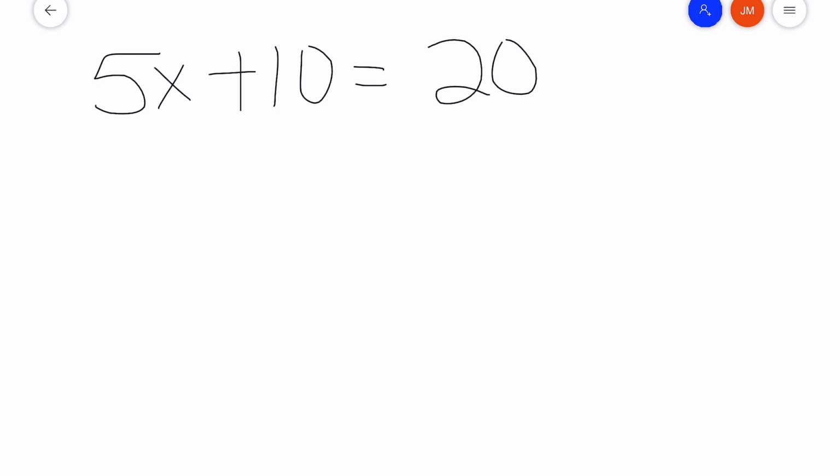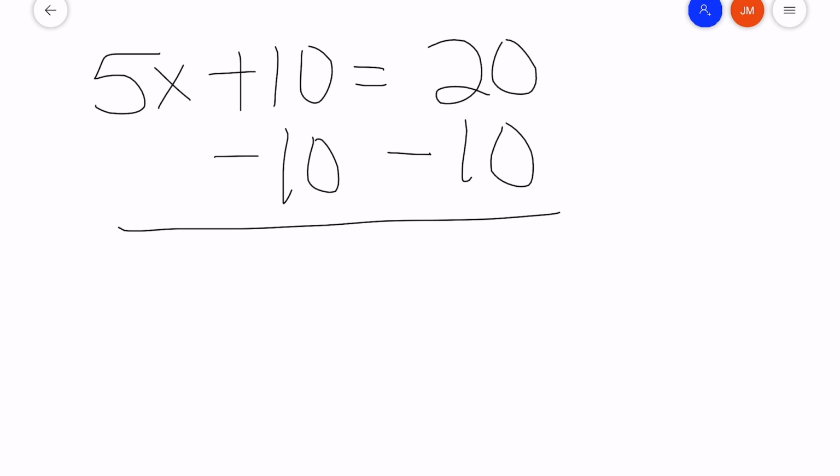Okay, for the first equation, we have 5x plus 10 equals 20. So in order to solve this equation, the first step, like we mentioned, is to simplify each side. That's not needed in this case. All like terms are already combined. The second step is to use addition or subtraction properties to move the variable to one side and all the other terms to the other side. So in this case, we will subtract 10 from both sides, and we're left with 5x, this cancels out, equals 10.